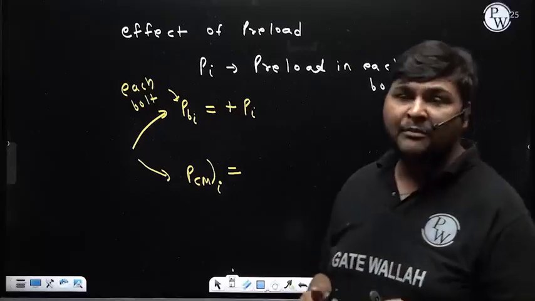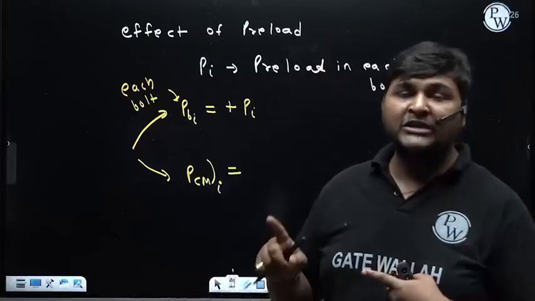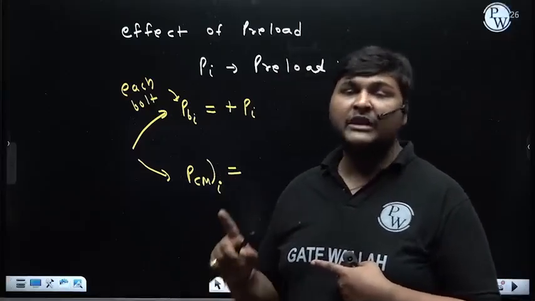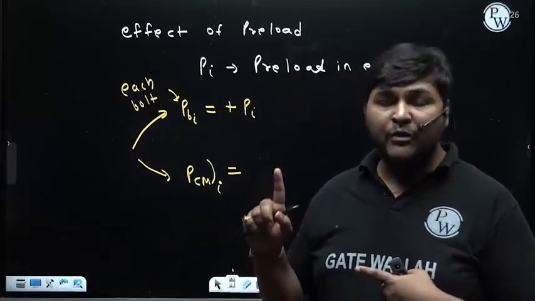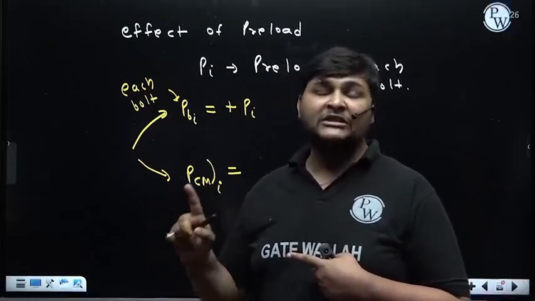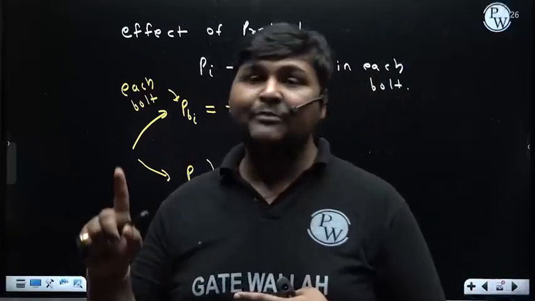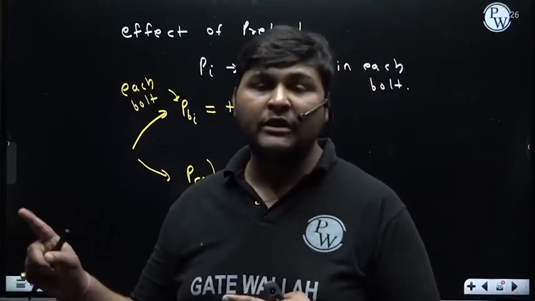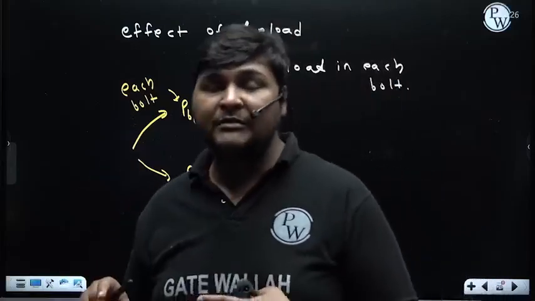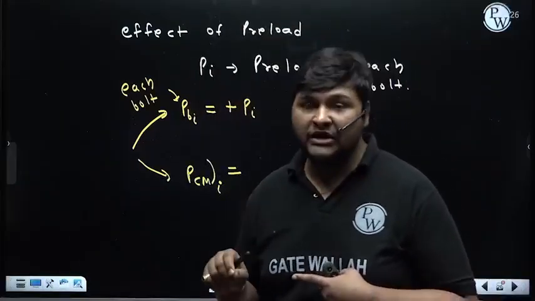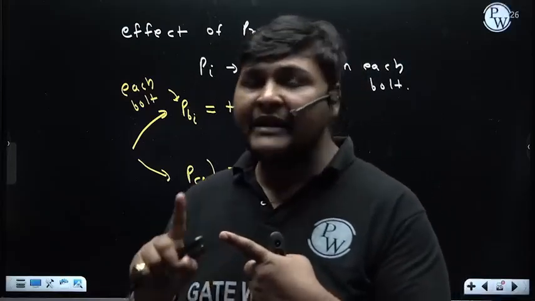Now if any preload Pi is coming in a bolt, then an equal and opposite axial force will come in the connecting member. What I am trying to say: if Pi is the preload in a bolt whose nature is tensile, I can say in each bolt plus Pi axial force is coming. Now suppose any bolt is bolt 1. In bolt 1 plus Pi preload is coming, plus Pi axial force is coming. So due to that a minus Pi axial force will come in the connecting member. Minus Pi means Pi axial force with compressive nature.